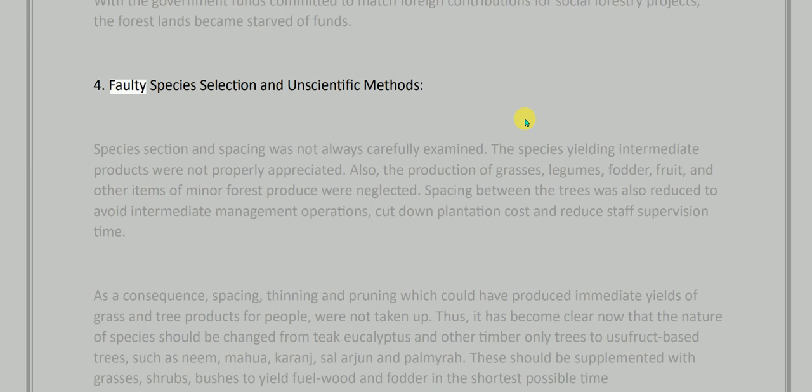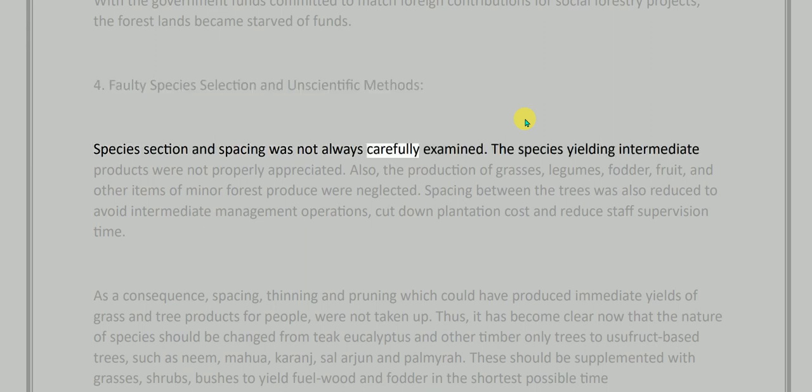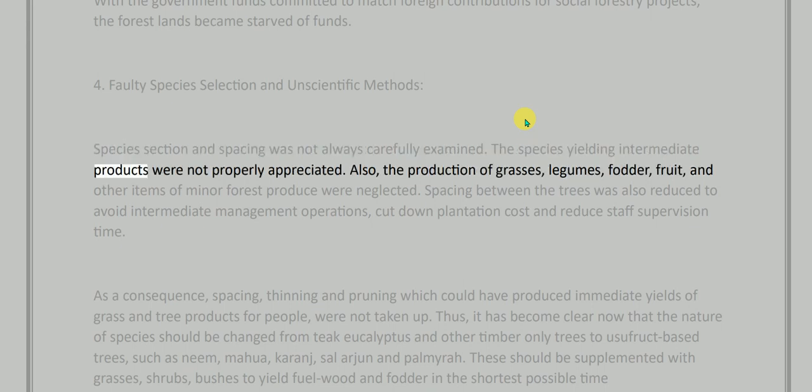4. Faulty species selection and unscientific methods. Species selection and spacing was not always carefully examined. The species yielding intermediate products were not properly appreciated.